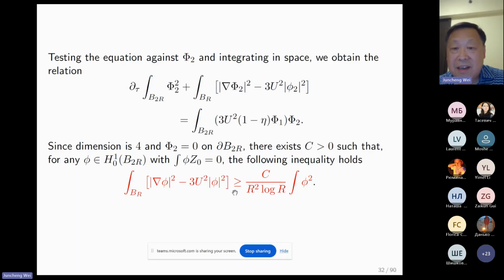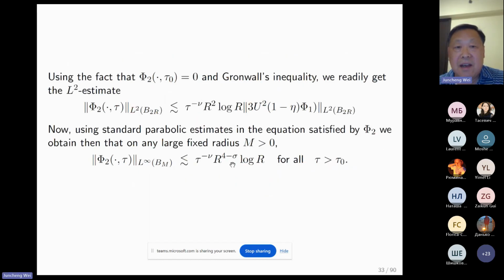However, the constant is very small. The constant is like C over R squared log R. It's very small, but it's coercive. So with the constant R squared log R, and using the Gronwall inequality, you get the L2 estimate, and with the L2 estimate, by standard parabolic estimate, we get the L infinity estimate.